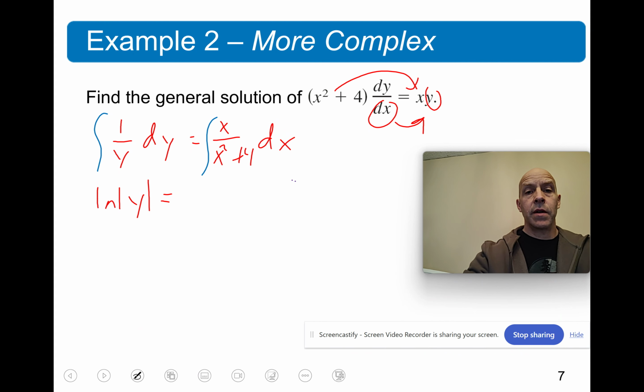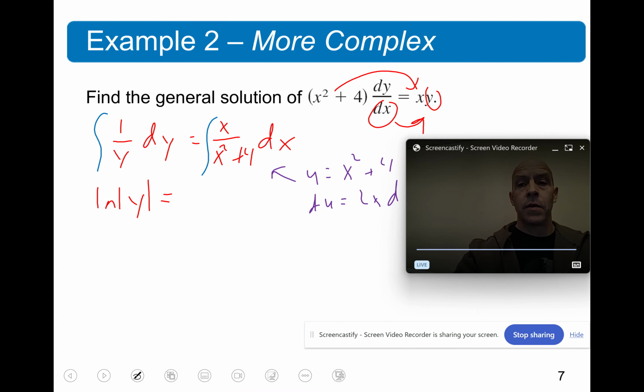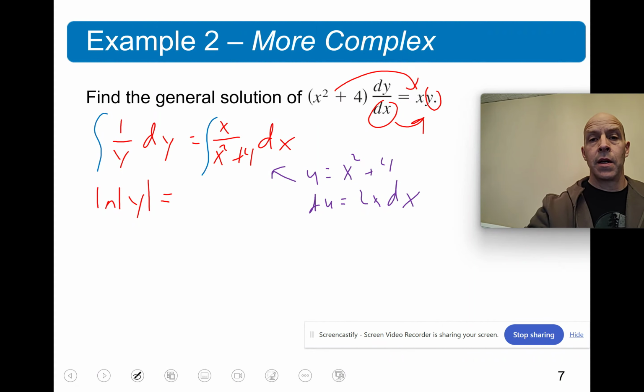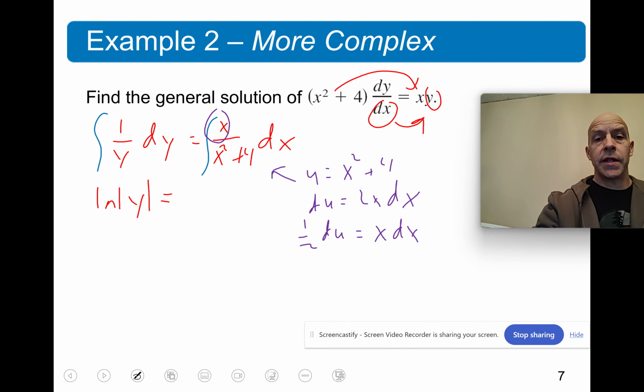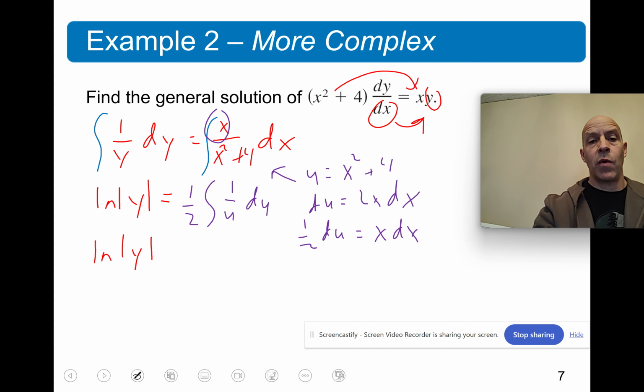to do a little u sub here. So u is going to be x squared plus 4, and du would be 2x dx. Oops, let me get my picture out of the way there. But wait a minute, there's no 2 in the front there, so I'm going to make that 1/2 du equals x dx. And so now this is going to become 1/2 the integral of 1 over u du. So the left-hand side is still the natural log absolute value of y. The right-hand side is going to be 1/2 the natural log absolute value of u plus c.